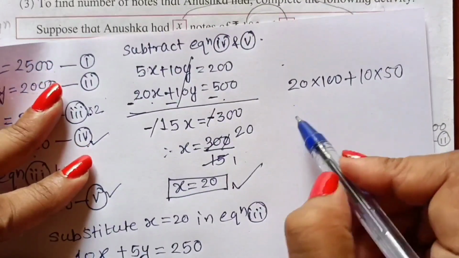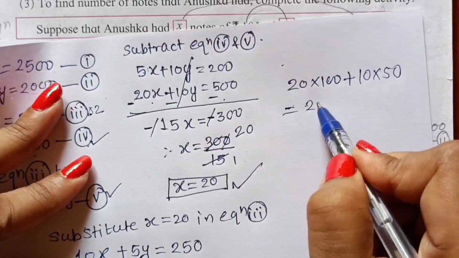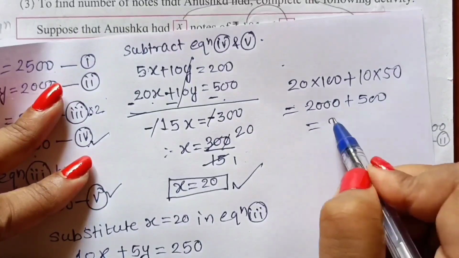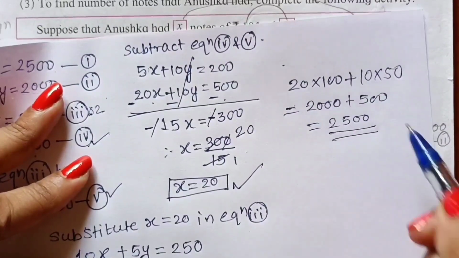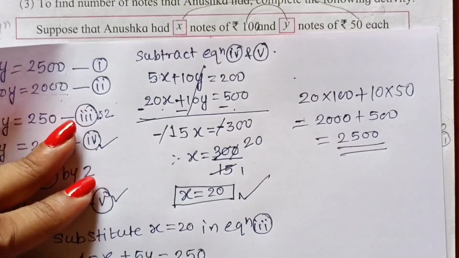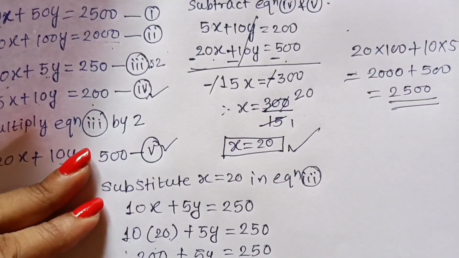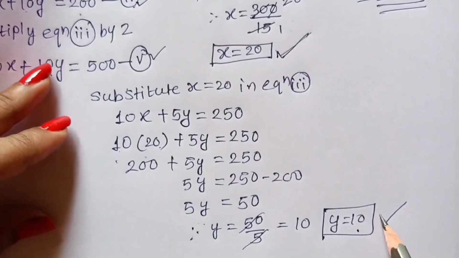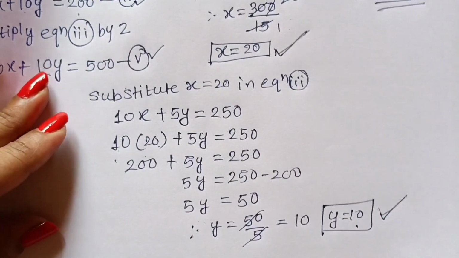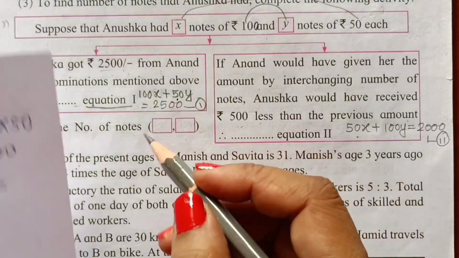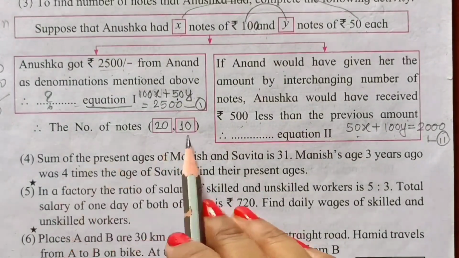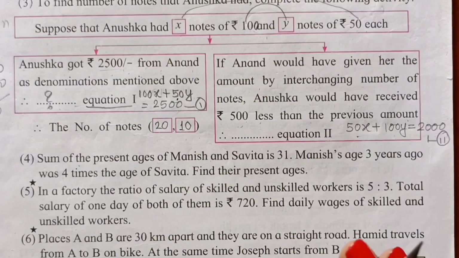Let us see, can we get 2500? 20 into 100 will be 2000. 10 into 50 is 500. In this way we are getting 2500. She also has got 2500. So our answer is correct. So how many notes? 20 notes of 100 rupees and 10 notes of 50 rupees is the answer. So we write here 20 and 10. Number of notes are 20, 10. In this way you can complete this activity sum.